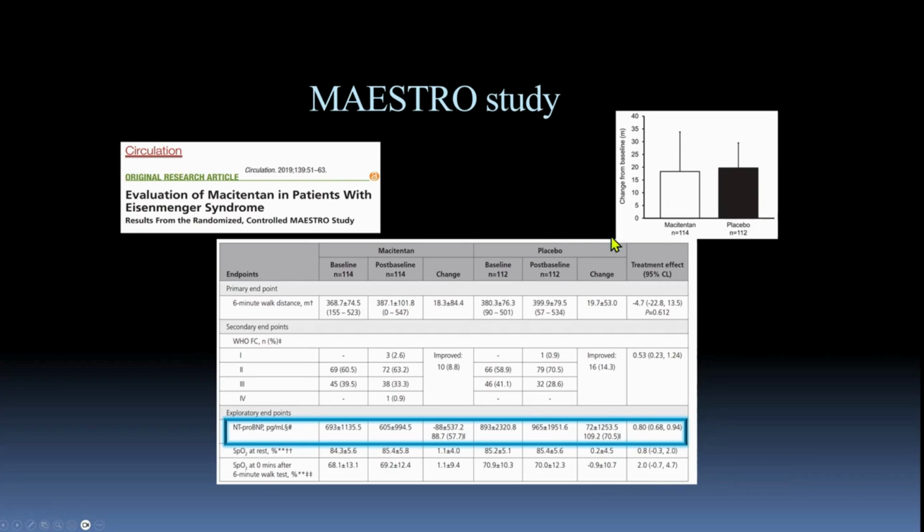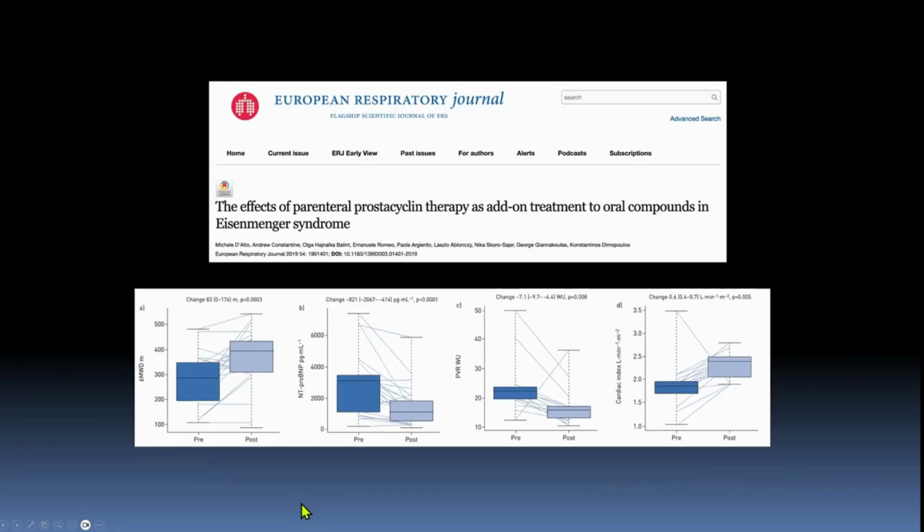So MAESTRO didn't reach the primary endpoint, but there were some clear signs in objective things like NT-proBNP, which improved, and also in the invasive arm of the study where there was some improvement in hemodynamics. So some positive signs, even though we didn't reach the primary endpoint.